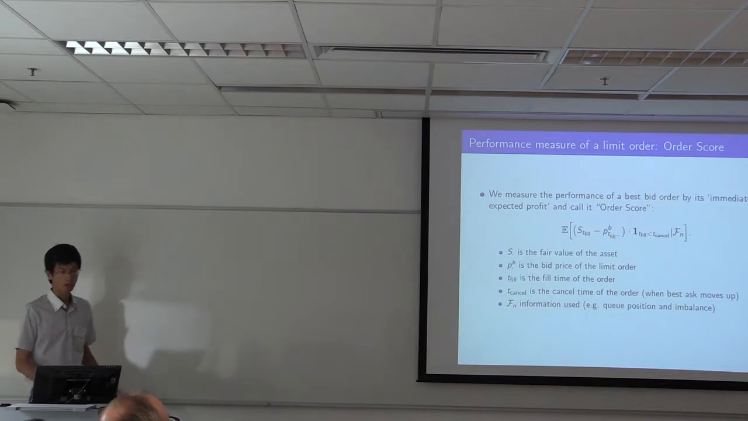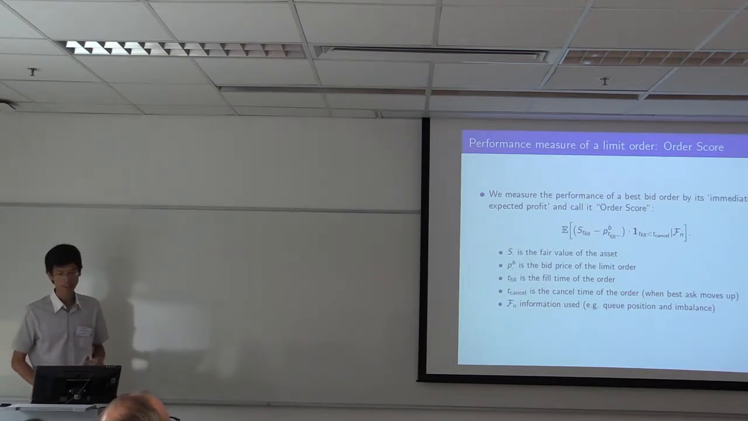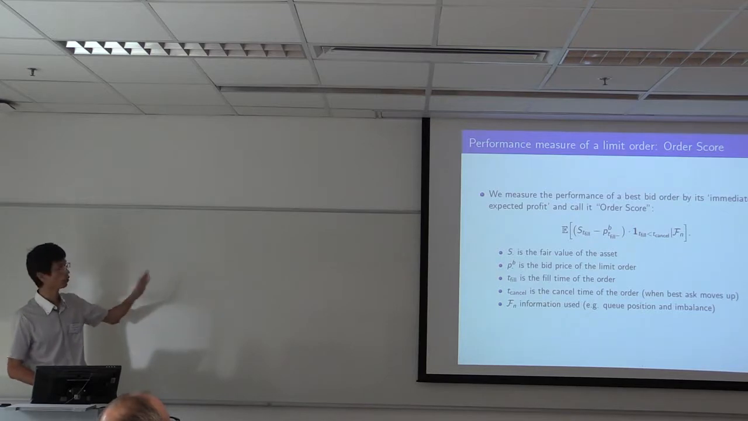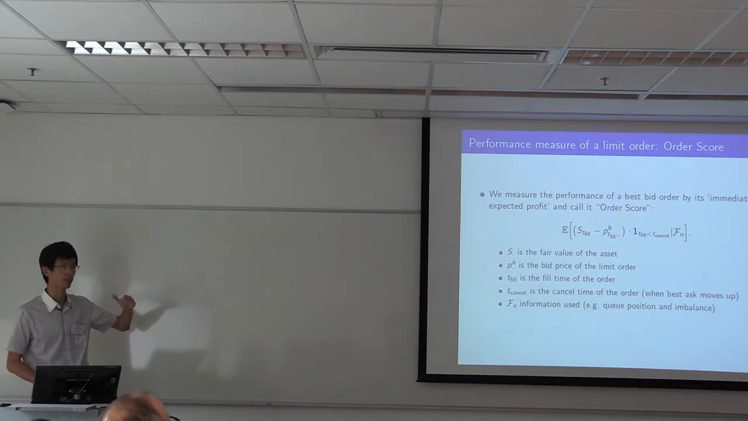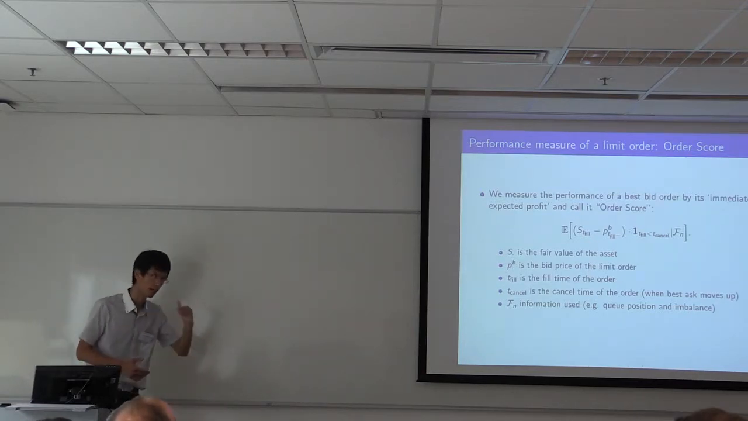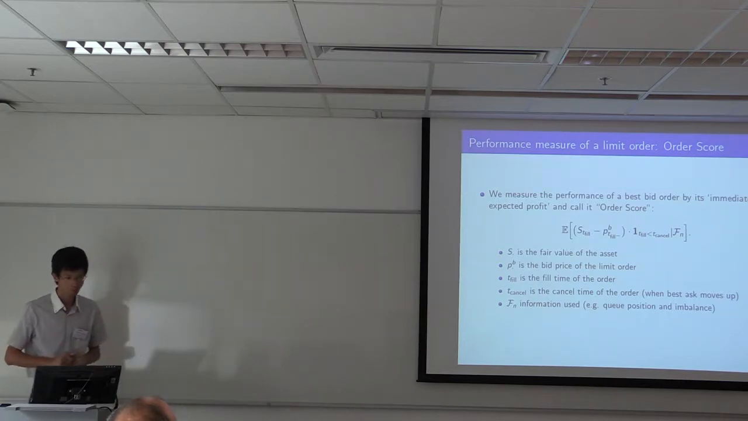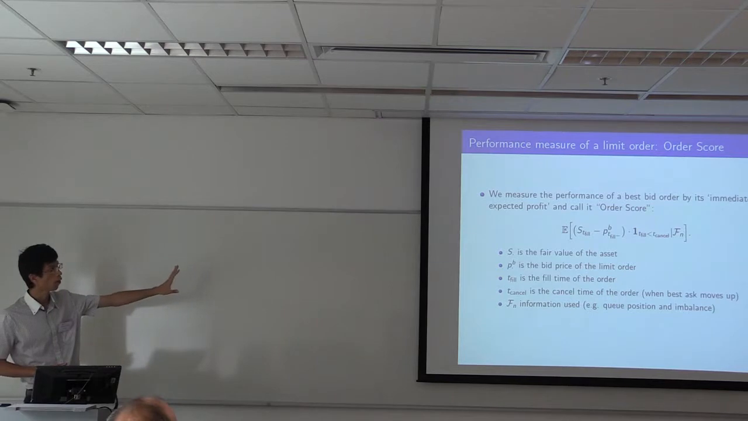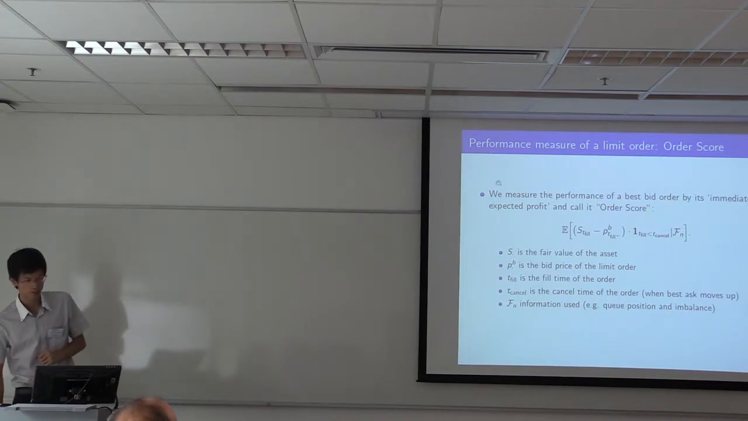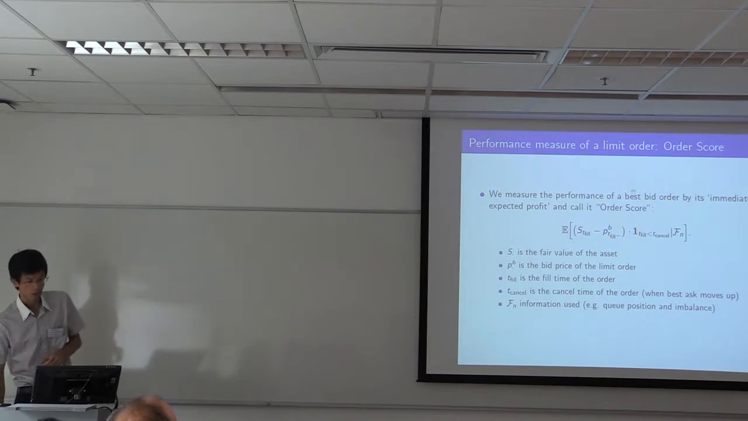All right, so now let me define the measure that we want to look at. Throughout the talk, I'm going to focus on a limit order that is placed at the best bid, but you can also think of an order placed at the best ask. But we are only going to focus on these top two levels. So the performance measure of such a best bid order is measured as follows.